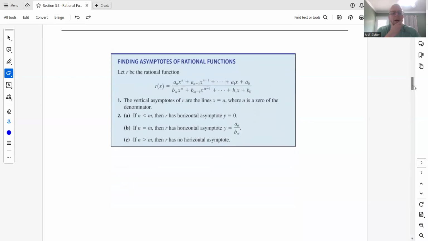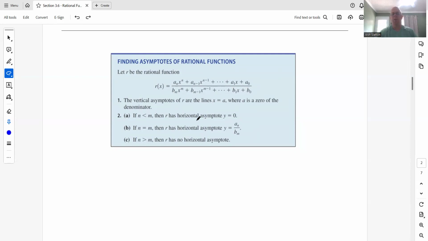All right, so just a couple of notes on finding these asymptotes. For the vertical asymptotes, all you need to do is set the denominator equal to 0 and solve for x. So these are all going to be all the zeros of this denominator here.